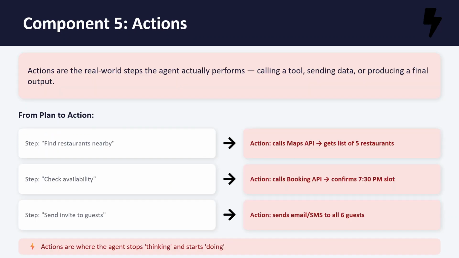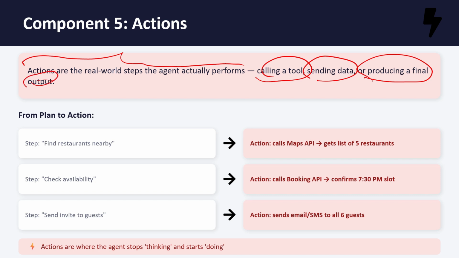Fifth is the actions. Actions are the real-world steps the agent actually performs. That means calling a tool, sending data, producing a final output. So action is whatever planning has been done by the AI agent, now that needs to be executed.